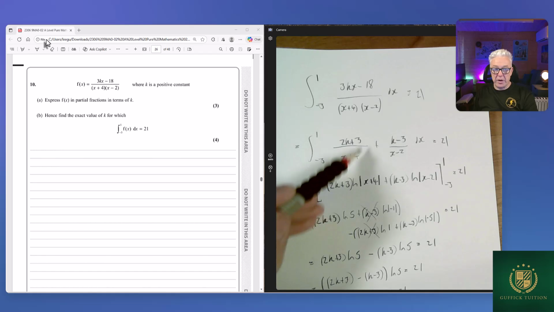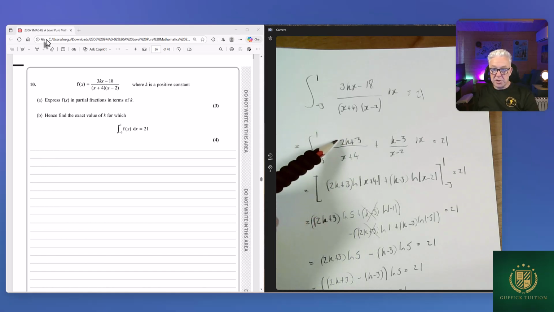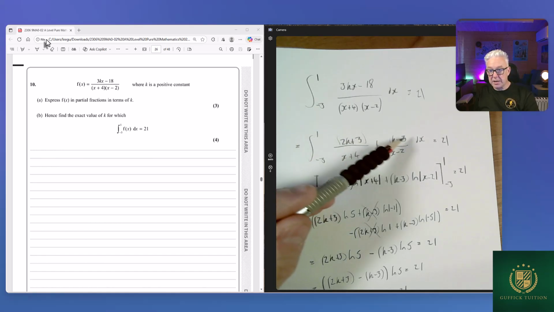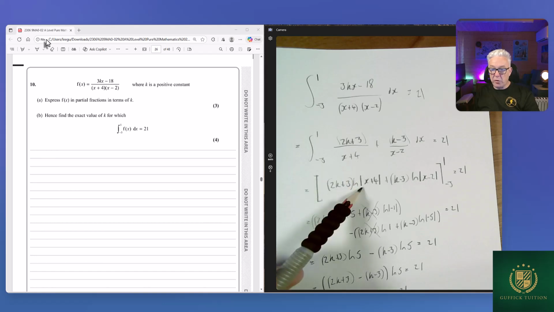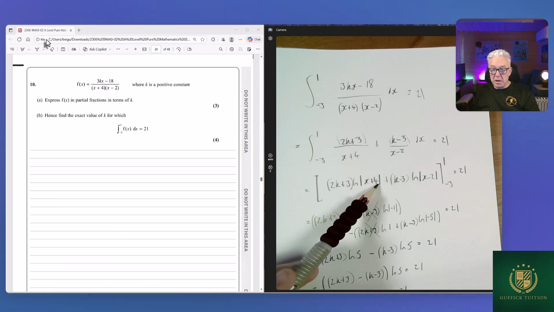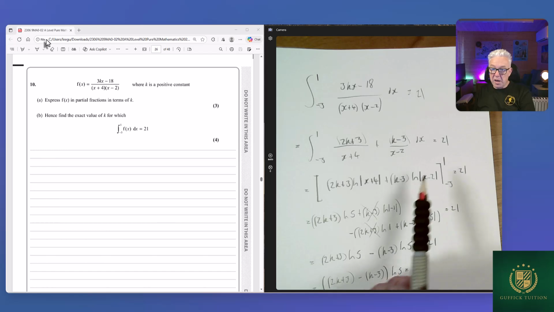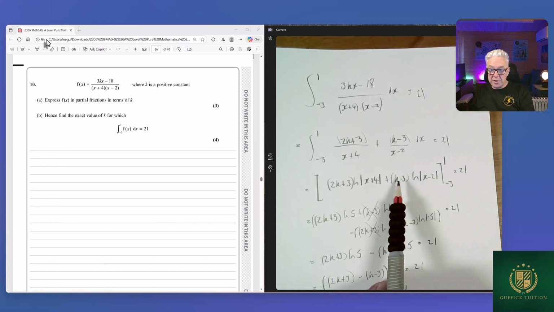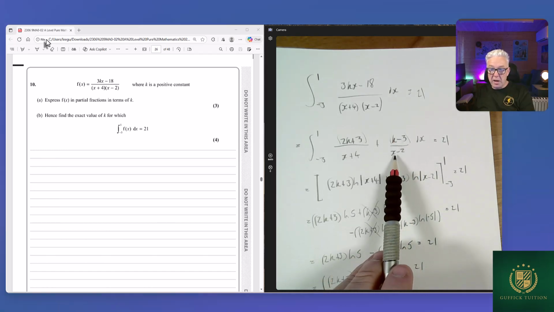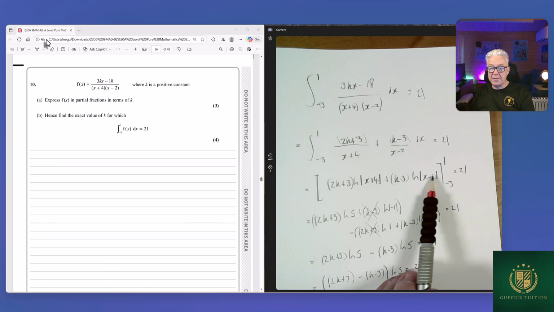Now let's think about how we're going to integrate this. So that's just a constant, as is that. The integral of 1 over x add 4 is going to be ln of the modulus of x add 4. Very important, actually. I think this comes into bear in this question. You must remember to use the modulus symbol there, because ln is only defined for positive values. So it is important to think about the modulus symbol. Over here, we've got k minus 3, which is a constant. The integral of 1 over x minus 2 is ln of mod x minus 2.